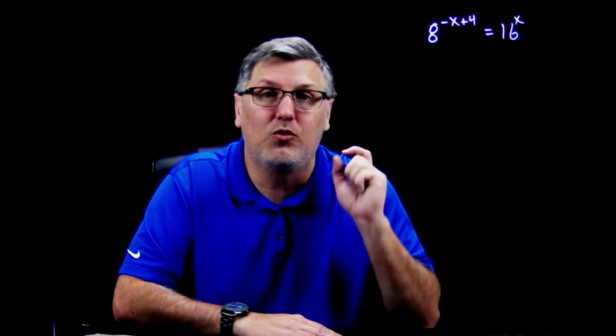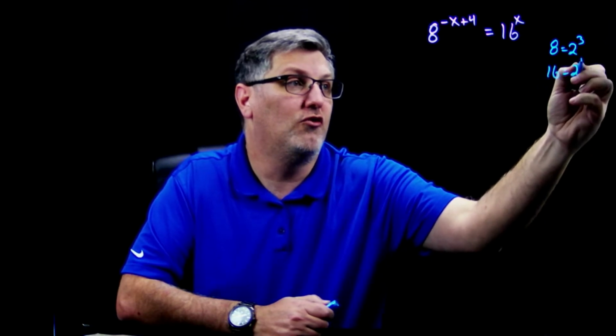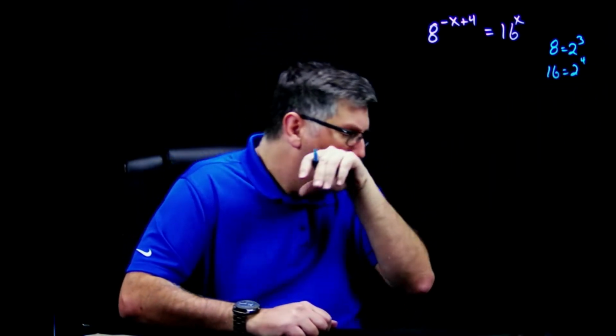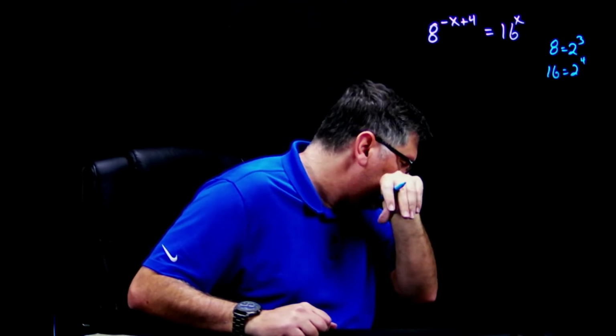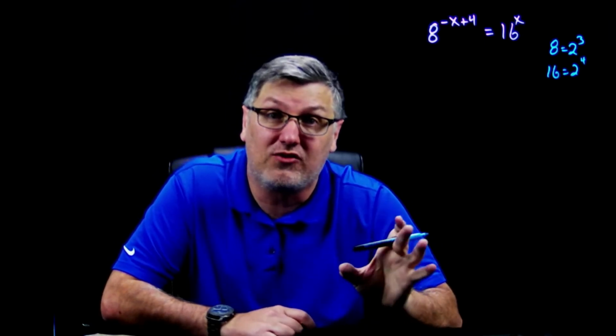So what we need to do is we need to see, can I write 8 and 16 as the same exact number to a different power? And in this case, the answer is yes. I can actually write 8 as 2 cubed, because the little things we do know is that 8 equals 2 cubed, and 16 equals 2 to the 4th power. So by knowing this fact, we can actually rewrite some things, and we can use some exponent rules, and then from there we can use our one-to-one property, and we can actually solve for x.